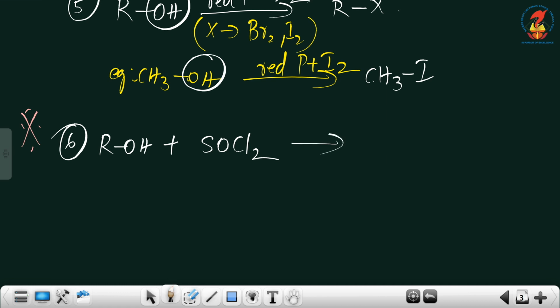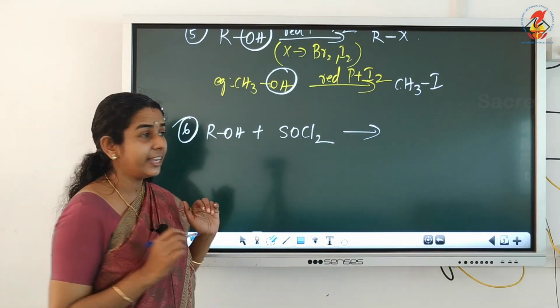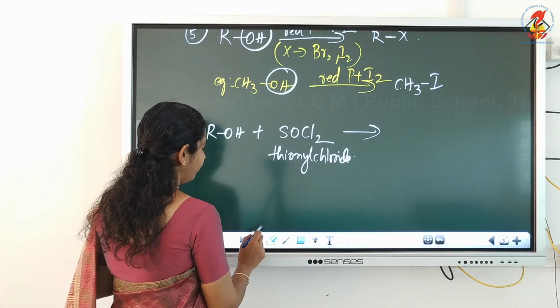SOCl2 is known as thionyl chloride. Study the name of the reagent also. It is thionyl chloride. So alcohols on reaction with thionyl chloride, what happens?